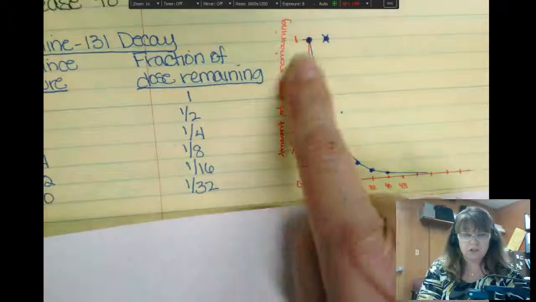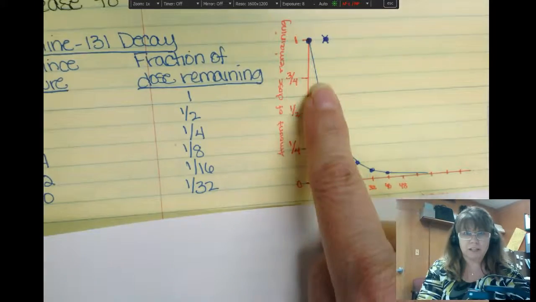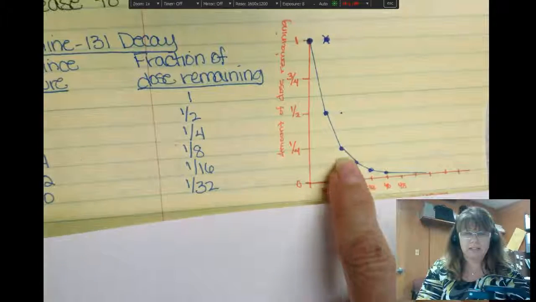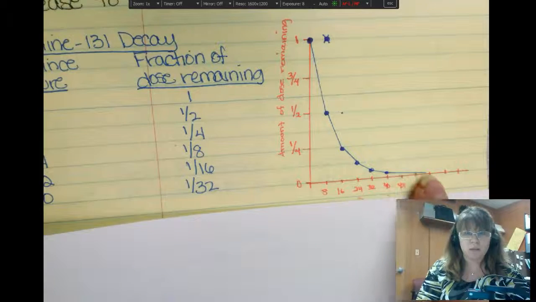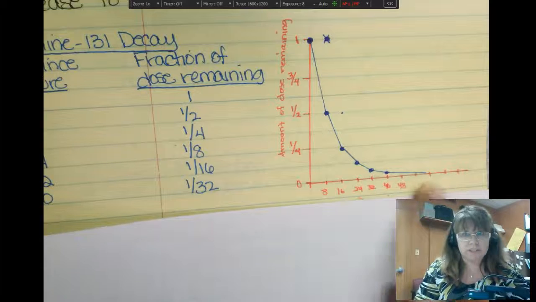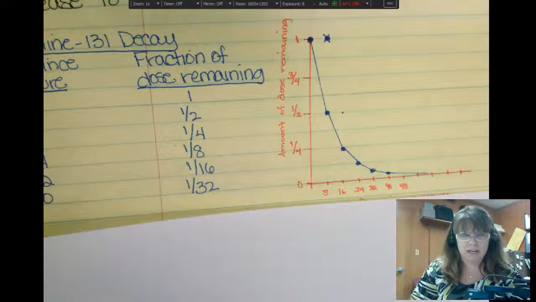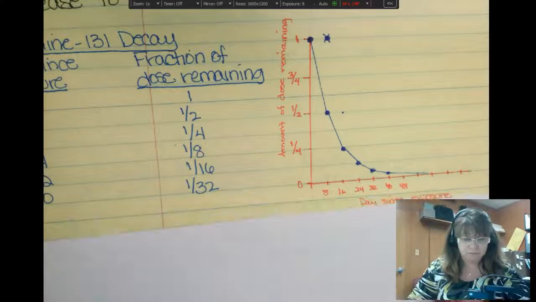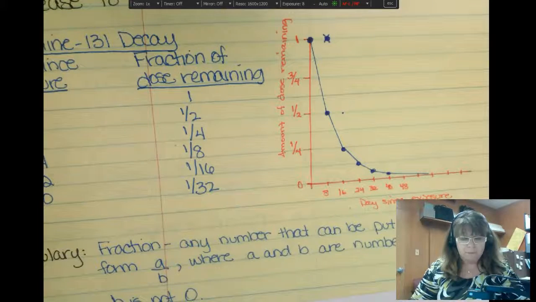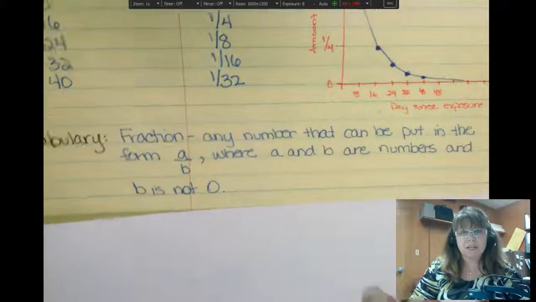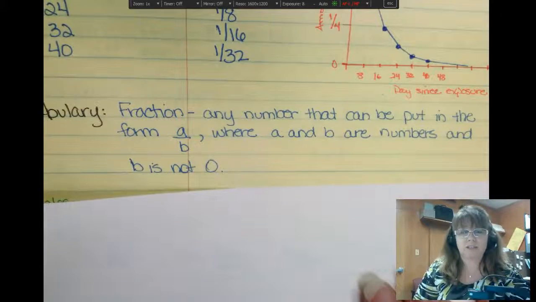So you see, you start off with the full amount and then it decreases rapidly and then starts slowing down, but eventually it will get to 0. And this is with everything in life that is natural. It does have a half-life. So why do we bring this up? Because we're starting to talk about fractions.